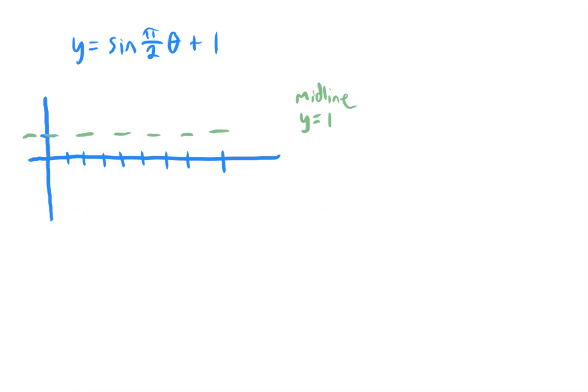Okay, so for this one, the amplitude is the absolute value of the number in front of sine. So the absolute value of 1, which is 1. And then the period is 2 pi over, actually, wait, let's see. Yeah, it says in radians. So 2 pi over b. So the b here would be pi over 2.